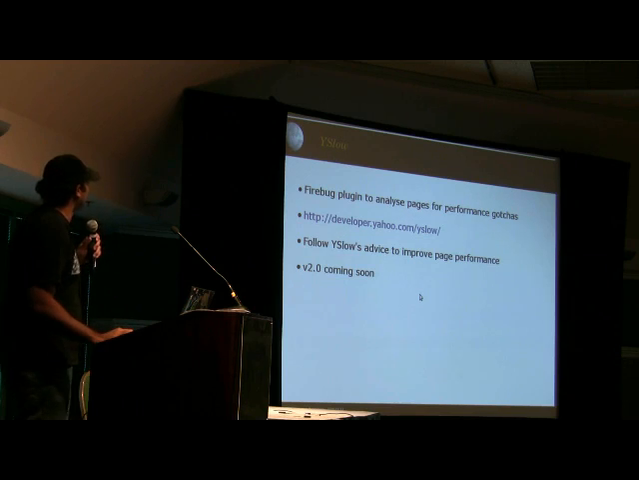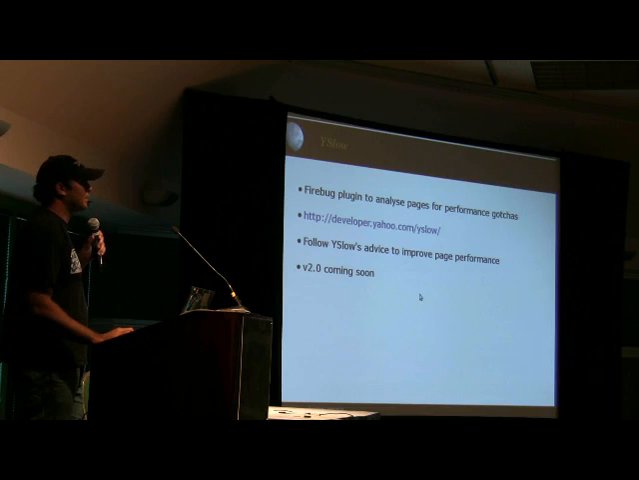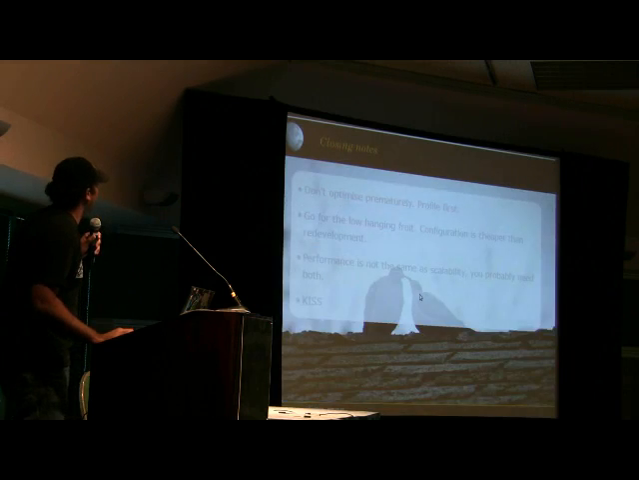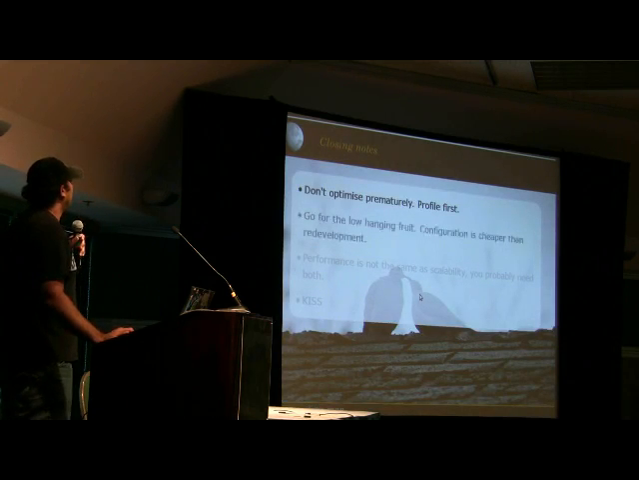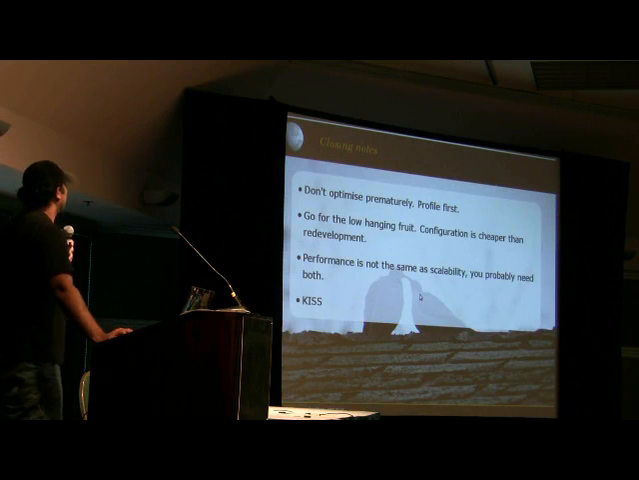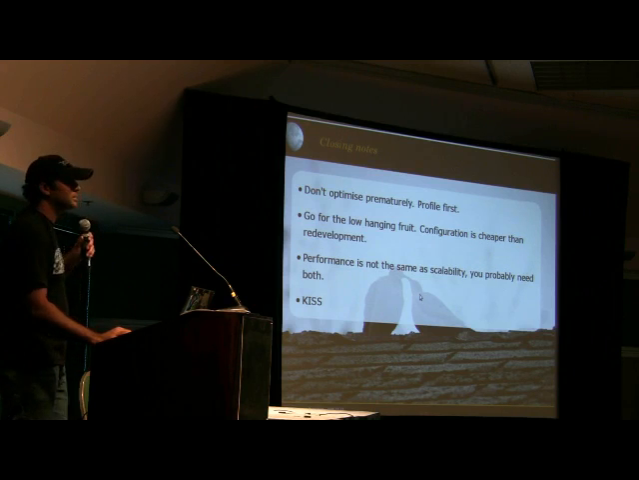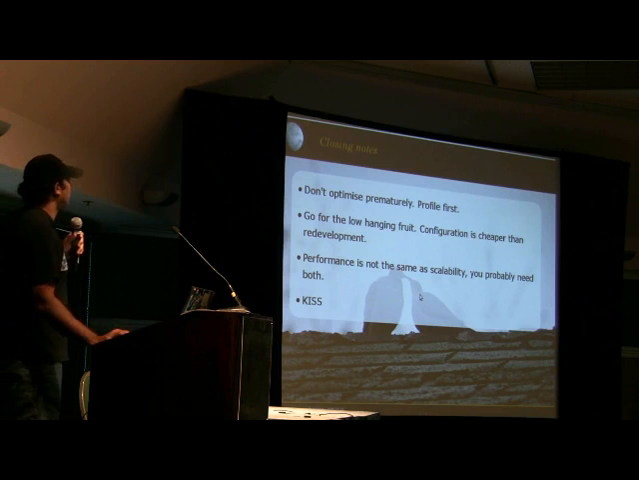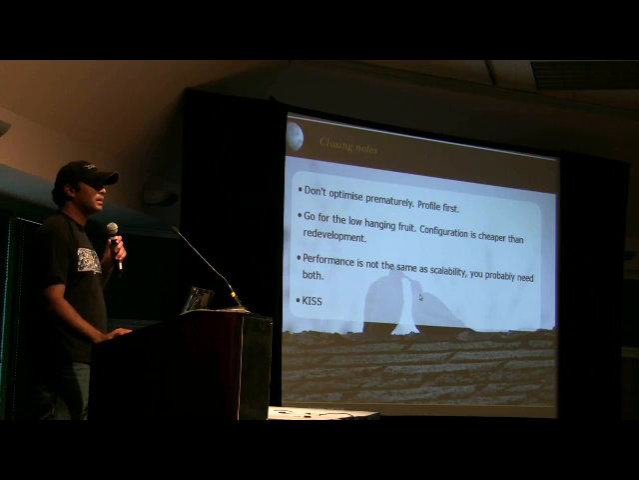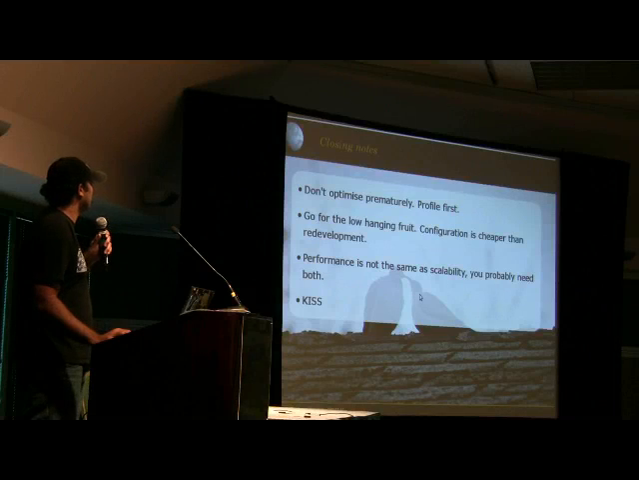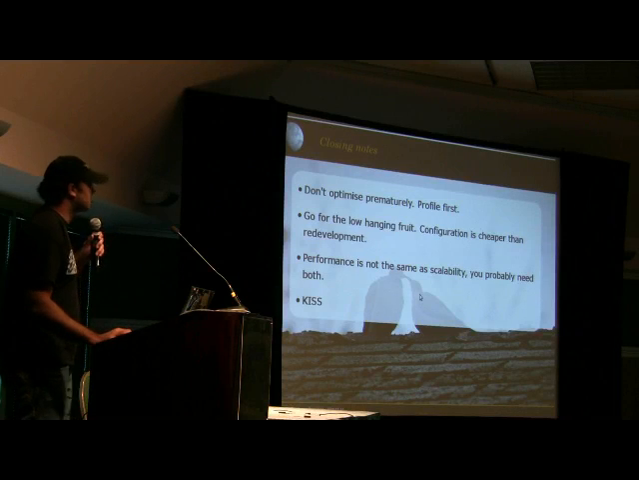There's a tool called YSlow. Version 2 is coming soon. You can get it from developer.yahoo.com/yslow. That goes through most of the rules I've spoken about and gives you analysis. Closing notes: don't optimize prematurely. So profile your code, profile everything before you do that. Configuration is cheaper than development. You probably need to look at scalability as well as performance, so don't just stop at performance. And keep things simple.